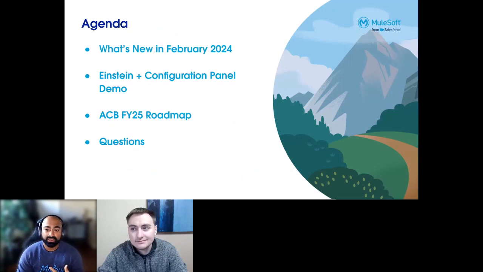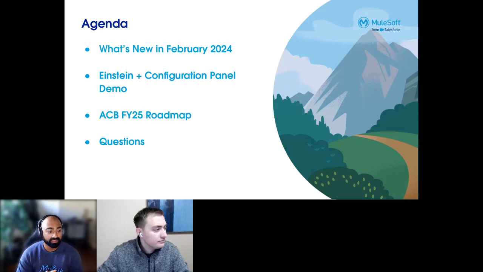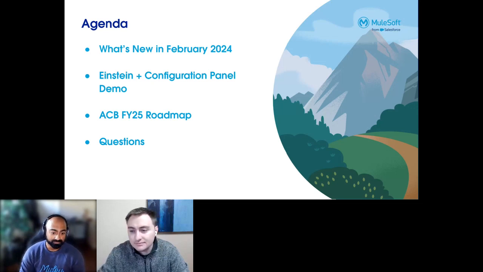Quick agenda for today. We're going to be going over what's new in February 2024. We have a release coming out on the 14th, Valentine's Day. We'll be taking a look at a demo of Einstein and some of these new features, highlighting the configuration panel specifically. We're going to do a quick overview of the 2024 roadmap for Anypoint Code Builder, and we'll wrap up with questions if we have some time. And we have Simone in the audience here as our secret ninja. They'll be answering any questions you guys have as we present.